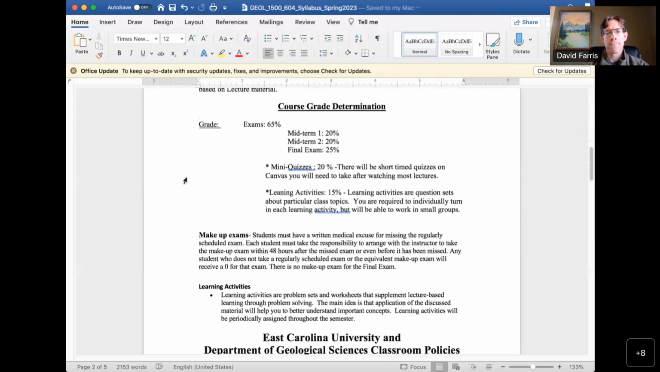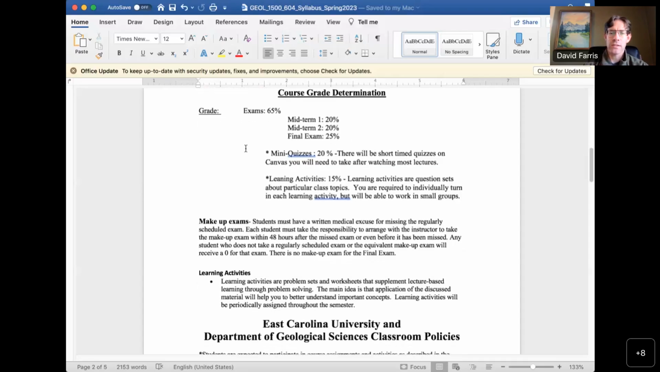Okay, so how you're going to be graded and evaluated in this course. It's somewhat of an exam-heavy course. There are 3 different exams: midterm 1, midterm 2, and a final exam. Collectively, the exams are 65% of your grade. Midterm 1 is 20%, midterm 2 is 20%, and the final exam is 25%.